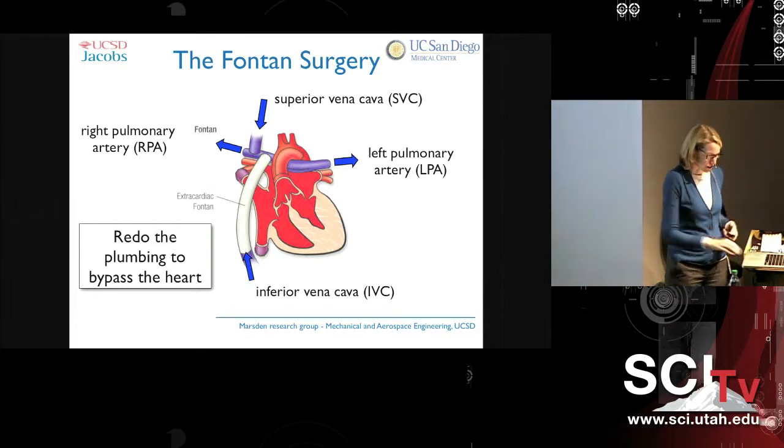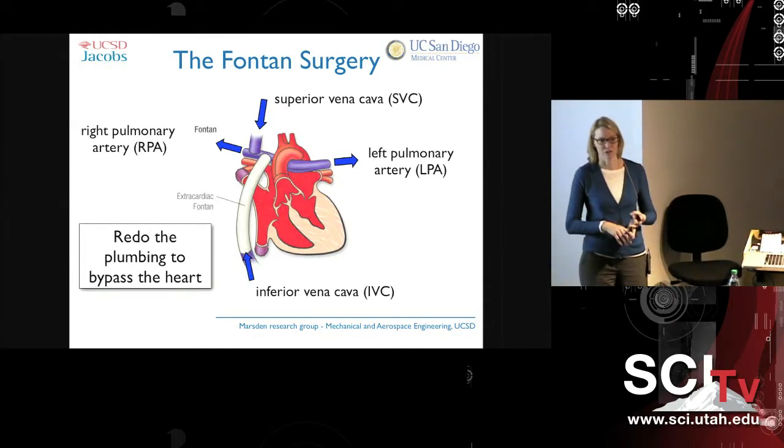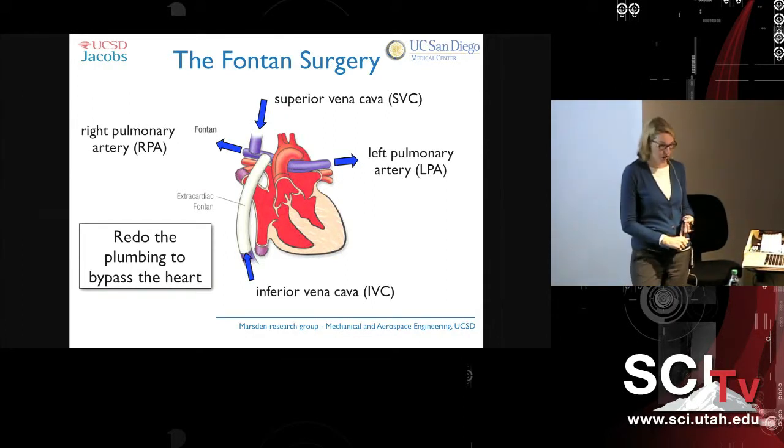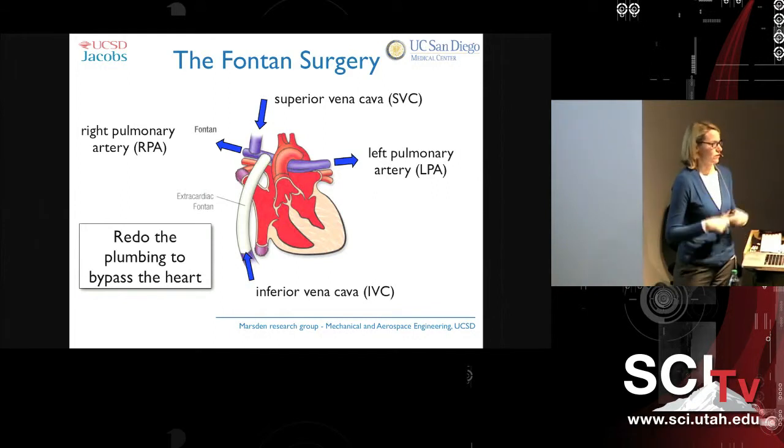So there are a number of challenges with this physiology. These patients develop a number of problems. They can have exercise intolerance, arrhythmias, pulmonary arteriovenous malformations. Some of them get transplanted.